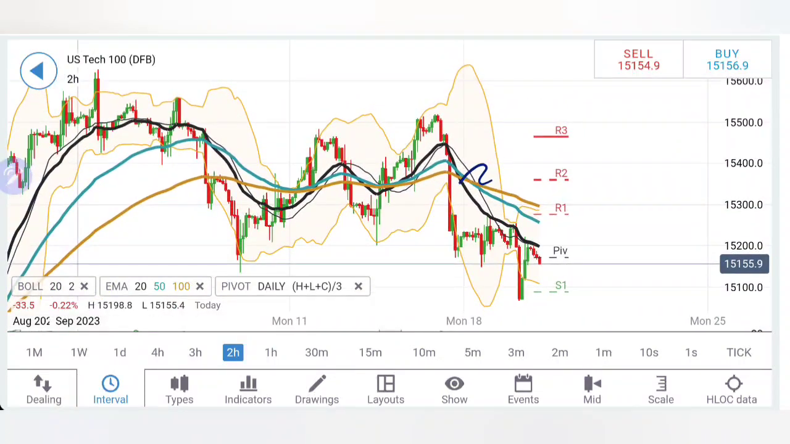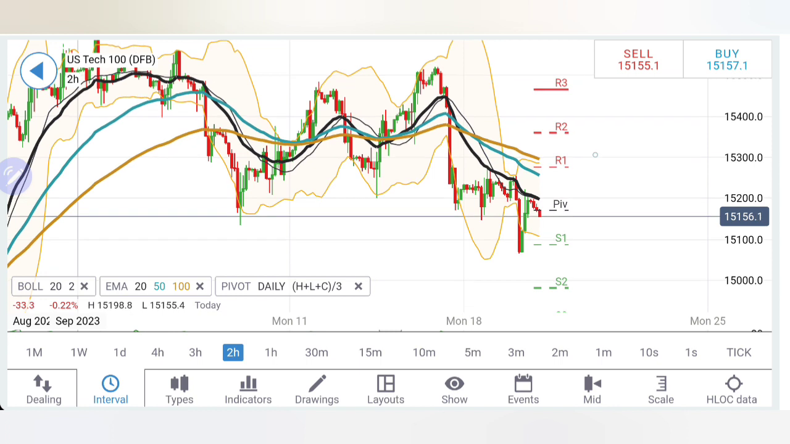Now look at the 2-hour chart. See, prices were divergent from the 20 period, converged here, diverged here, and then converged. So yes, it is still staying bearish, below the 20 period moving average, trying to stay in this bearish zone. The bottom of this is somewhere here at 15040, 15,000 levels.